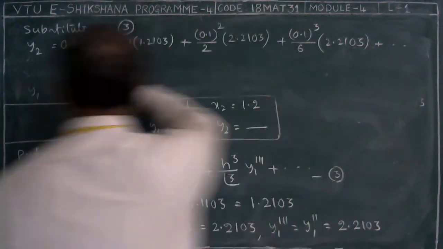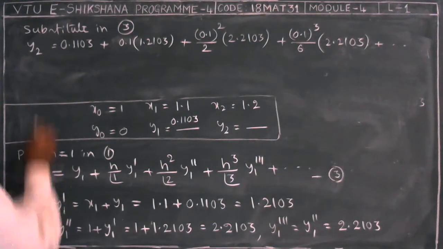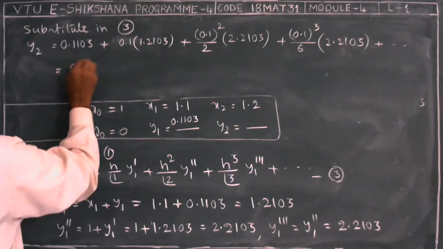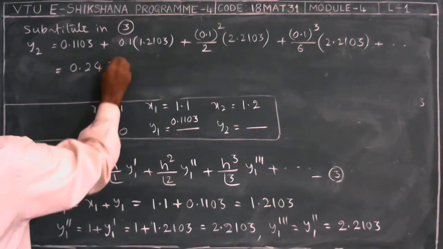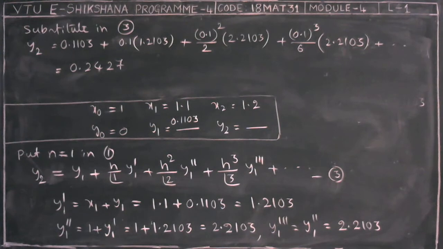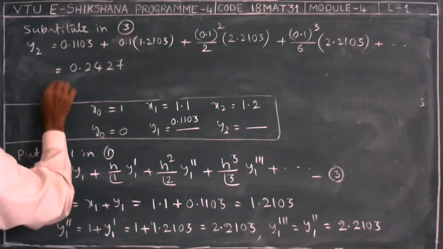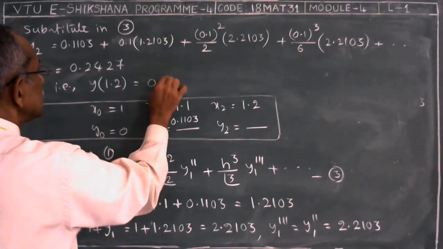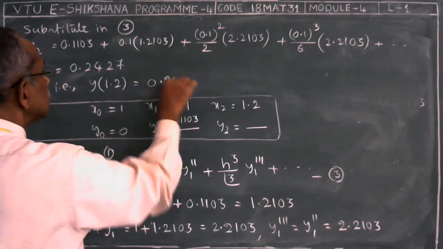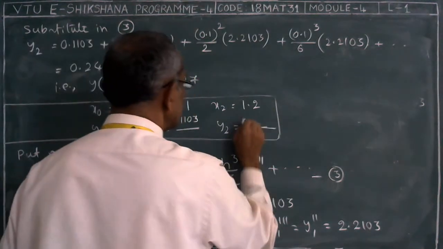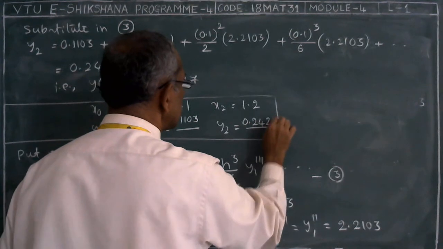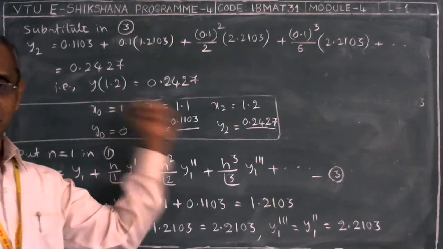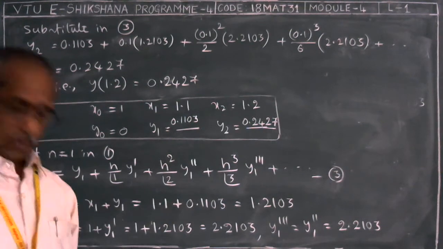So compute this using a calculator. Don't manually do it. Use your calculator. If you compute, you will get 0.2427. So that is the value of y at x is equal to x2, that is 1.2, which is 0.2427. Now these are to calculate the values of y at given equi-spaced values of x. Okay. So this completes the problem.